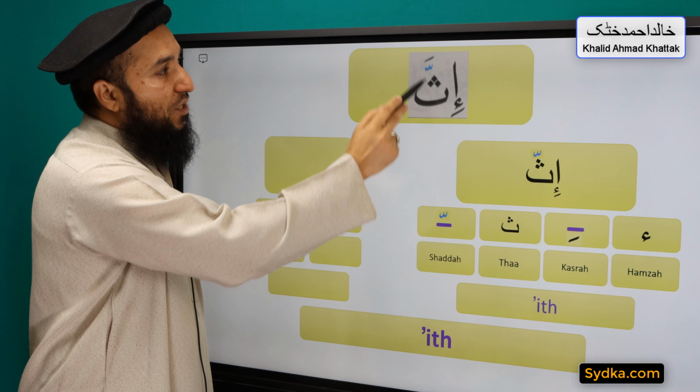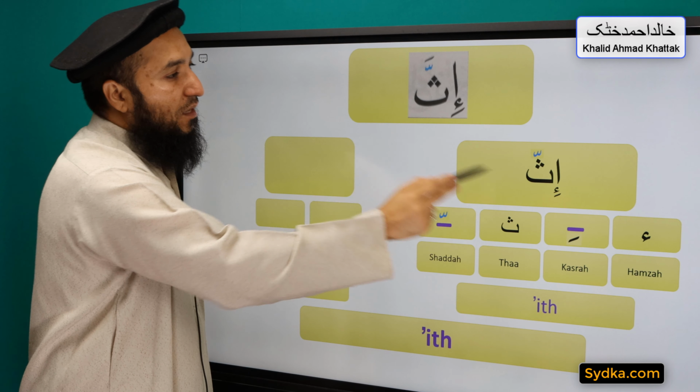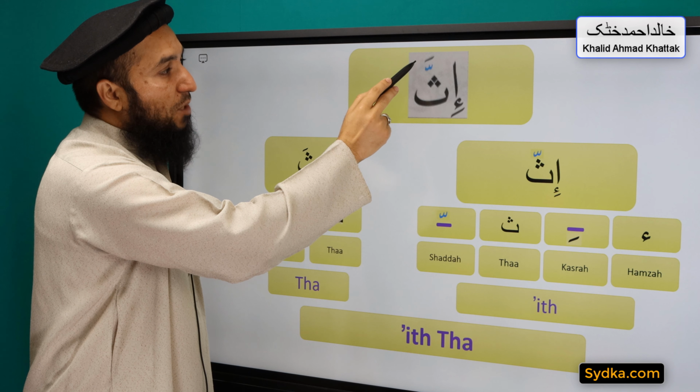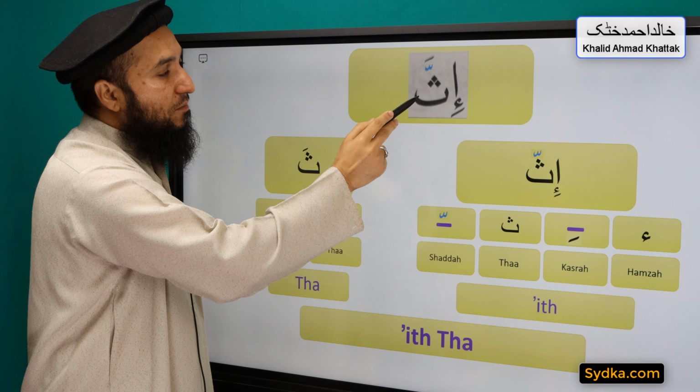Hamza, kasra, tha, shadda, ith. The second syllable we have is tha, fatha, tha. Tha is a light letter, it has fatha on top of it and it is prolonged for one count.